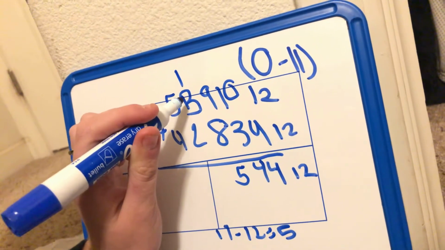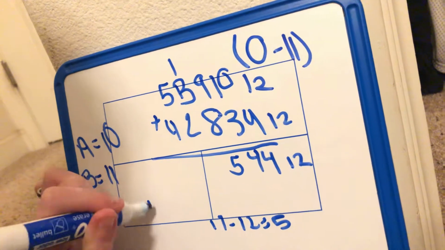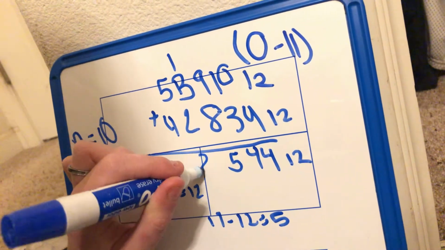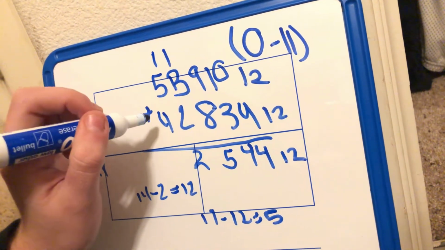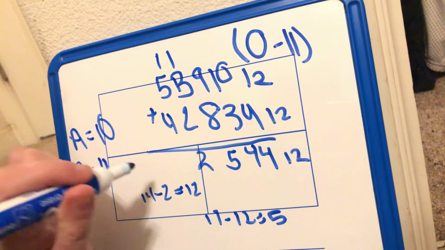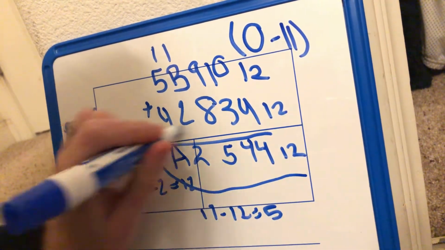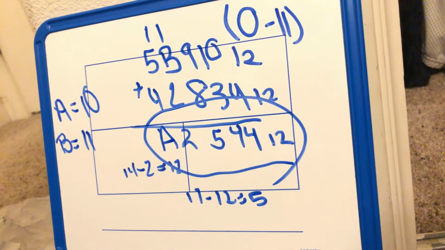11 plus 1 is 12. 12 plus 2 is 14. 14 minus 12 is 2. So we put down our 2 since that's in the ones place, and our 12, we carry the 1. 5 plus 4 is 9. 9 plus 1 is 10. So our A represents 10. Circle our answer. That's how you do an addition problem with base 12.